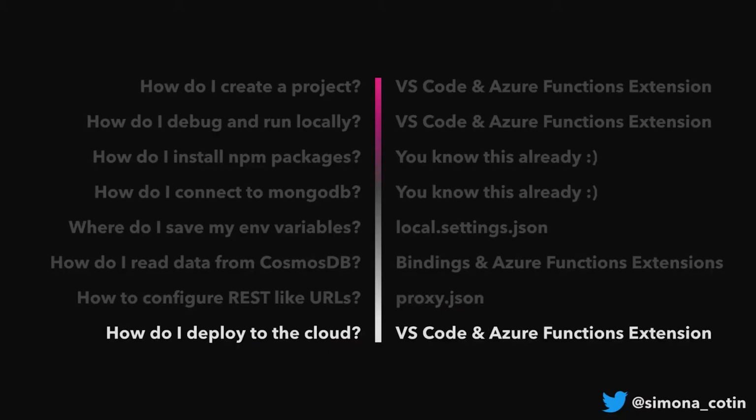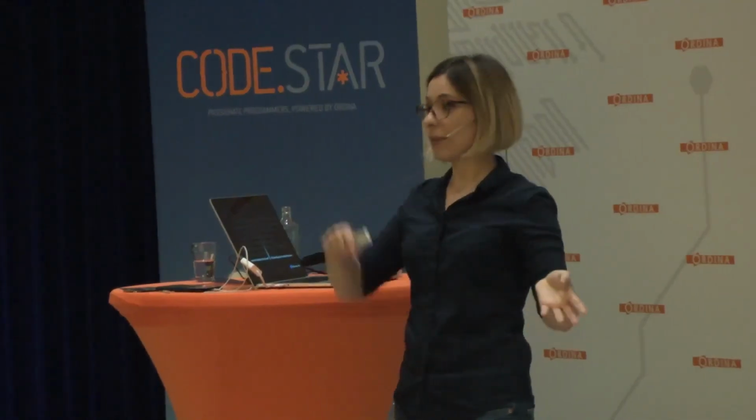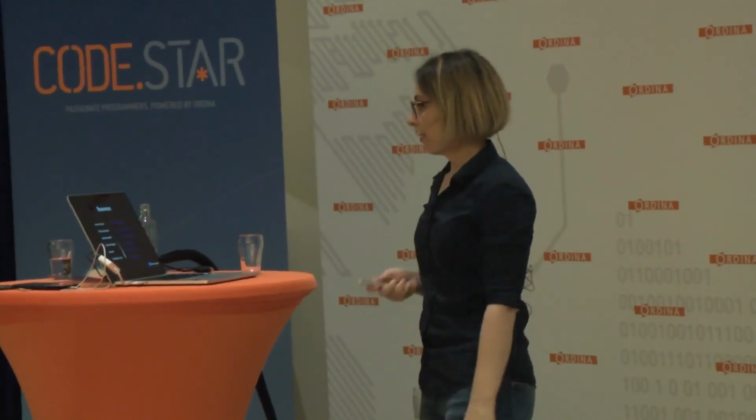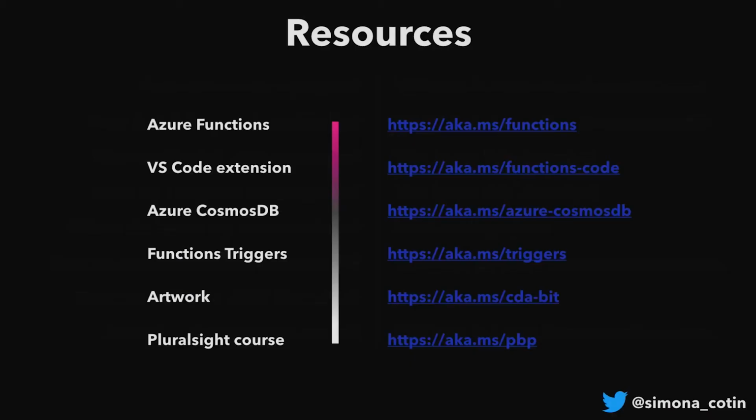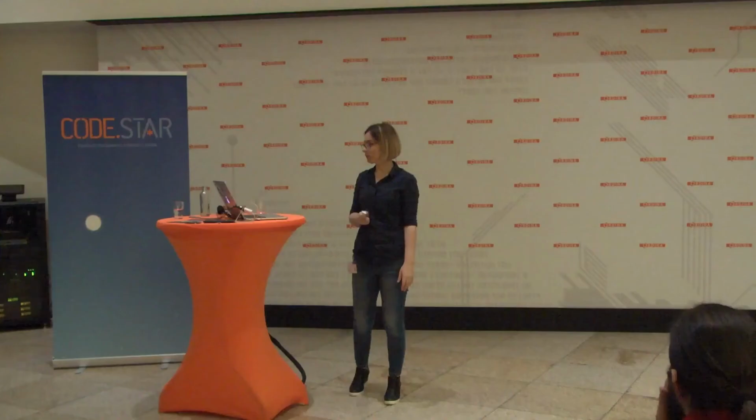And how do we deploy? Using the Azure Functions extension, but we can also use GitHub. We can set up a CI/CD process using GitHub and Azure Functions from the portal. There's a list of resources that I'm going to share with you when I'm sharing my slides for learning more about Azure Functions and all the triggers and all the extensions.